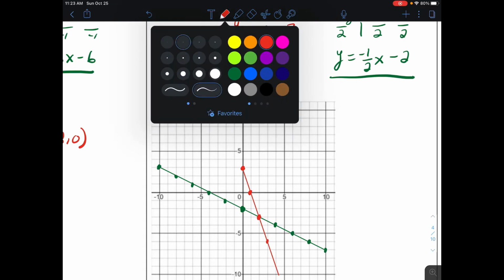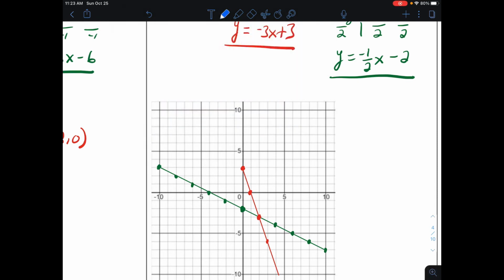Now remember what the solution to the system of equations is. It's going to be the point where they cross. So my intersection coordinate has an x value of 2 and a y value of negative 3. So (2, negative 3) is my answer.